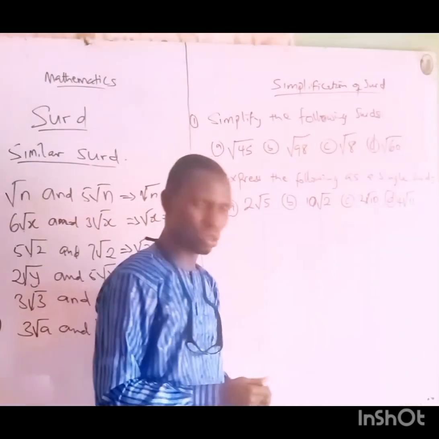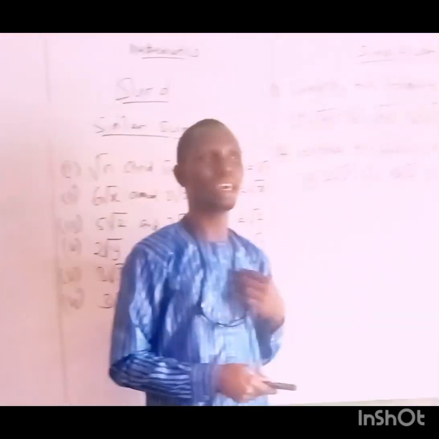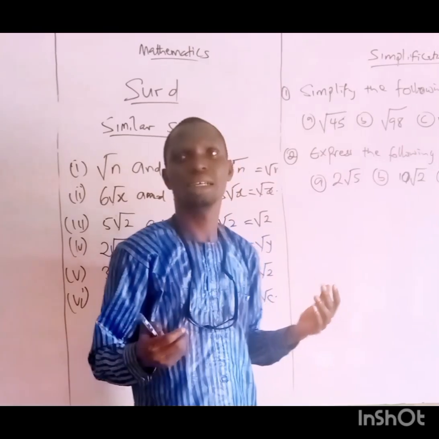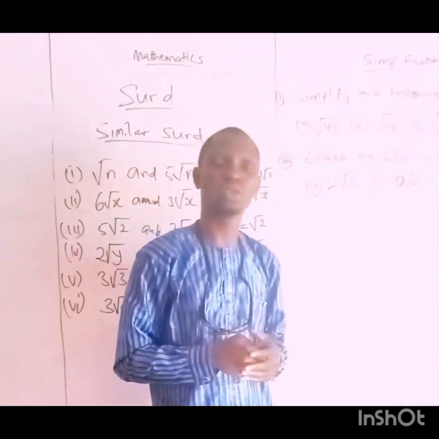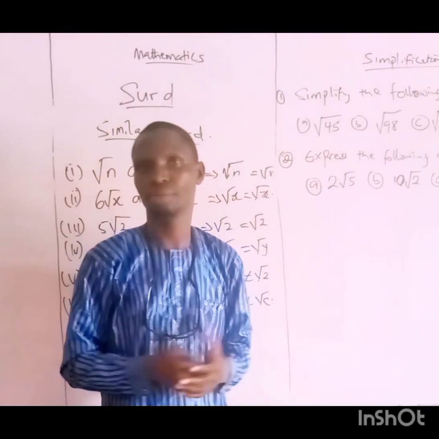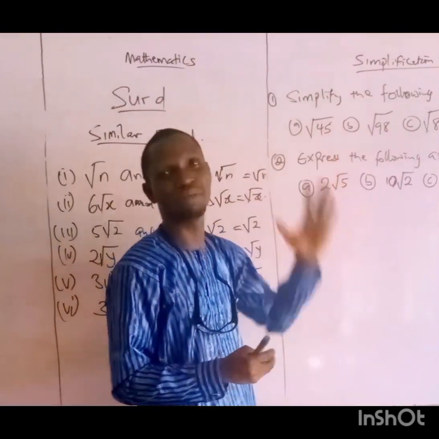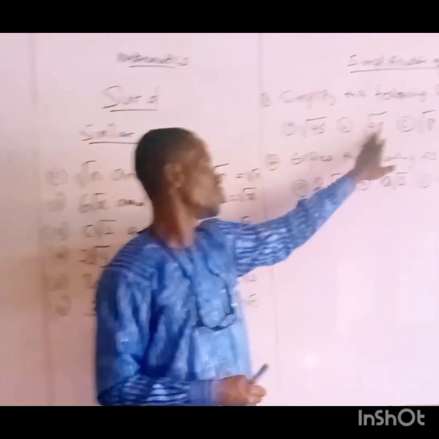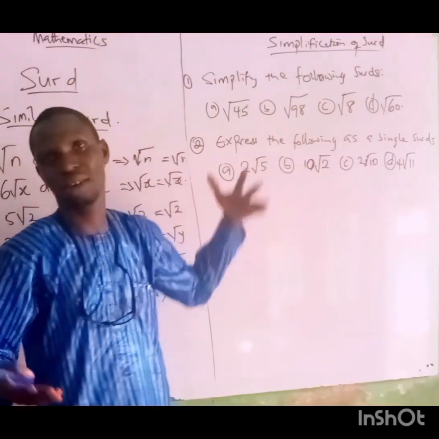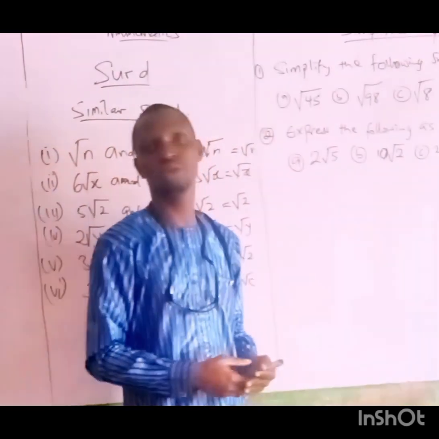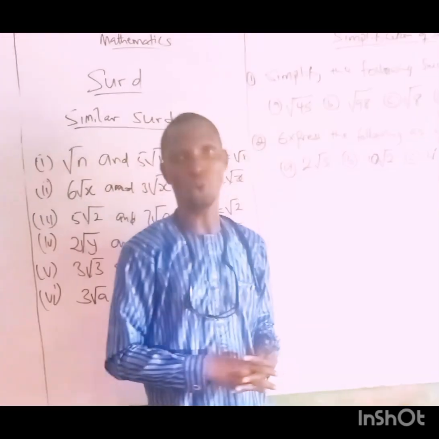We can simplify surds. So what does simplification of surds mean? It means when we have a bigger irrational number, we want to make it become smaller. For example, say you have root 45. When you look at this root 45, it can become smaller. When you have root 98, root 8, then root 60, these are bigger forms of surd. Our attempt to make them become smaller is called simplification of surds.